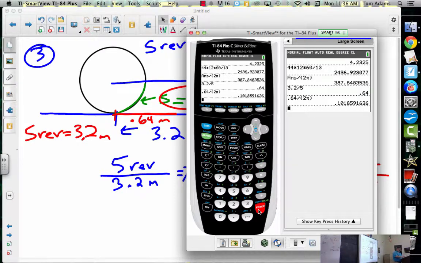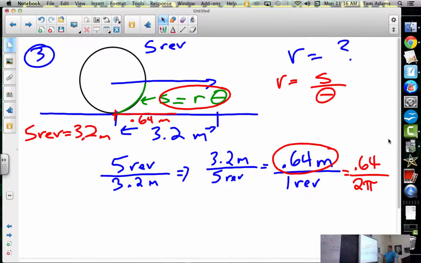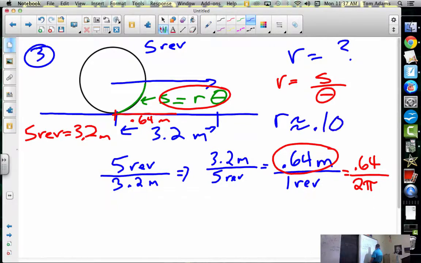Is that what it says in the back of the book? 0.1 meters it is. So we're saying that the radius is approximately 0.10 meters. Is that right? Yes. Any questions?